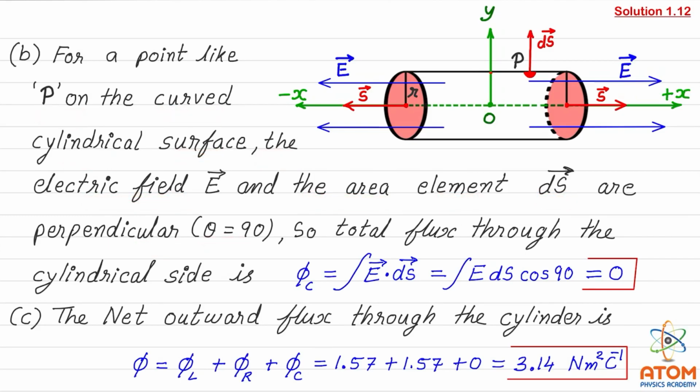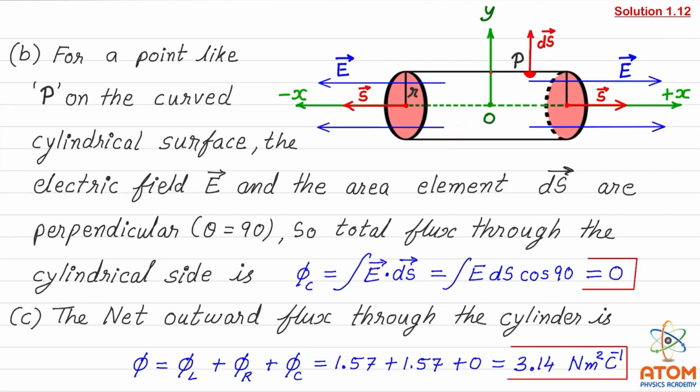Let me show you. Here this is the cylindrical surface, or say the curved surface. On this surface, I have chosen a small area element ds. So this is the ds vector. At this place, the electric field E and the vector ds both are perpendicular to each other. The same will happen wherever you choose ds.